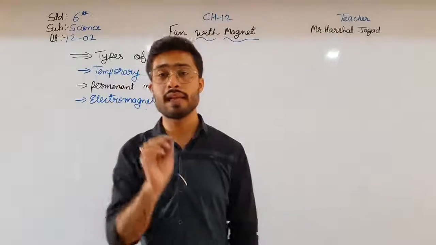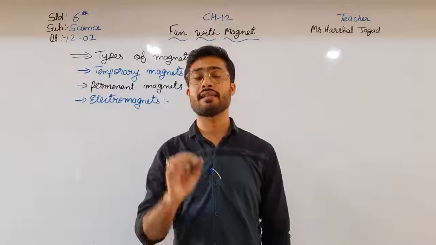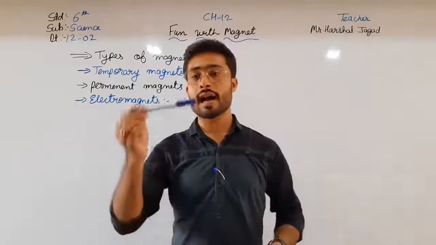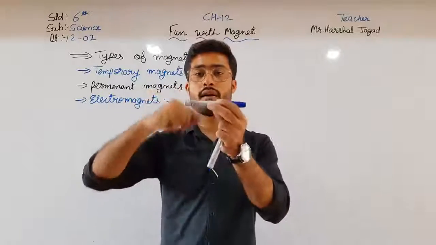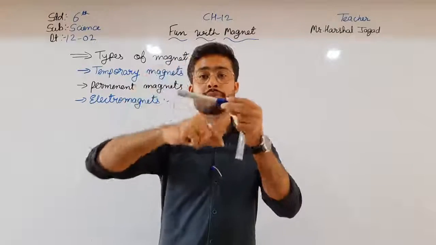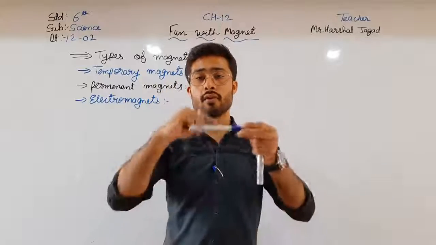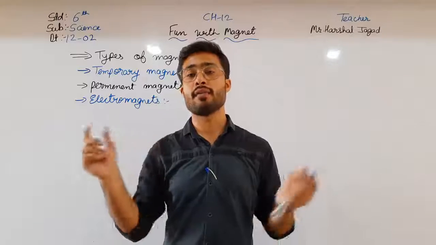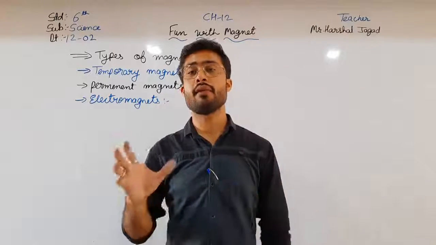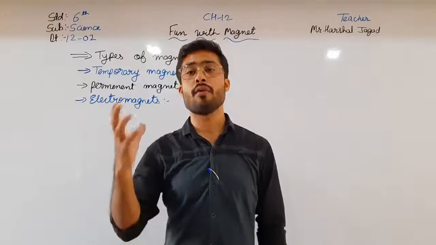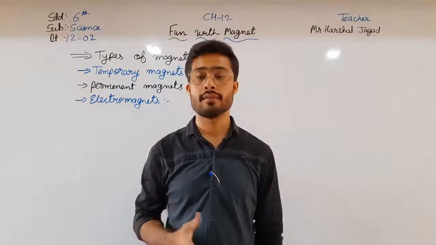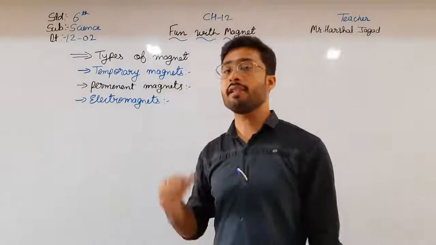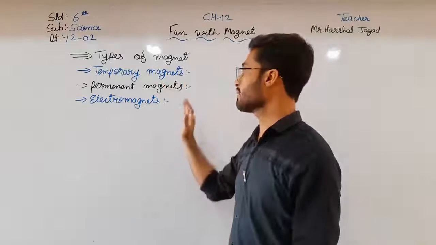Then coming to the electromagnet. What is an electromagnet? This is new for you. If this is an iron piece, I wind a wire over it, and then I give some voltage to it, then it will produce an electromagnet, that is electromagnetism. So these three types of magnets are there, but we will study them in detail later. We have just seen the basic things about it.